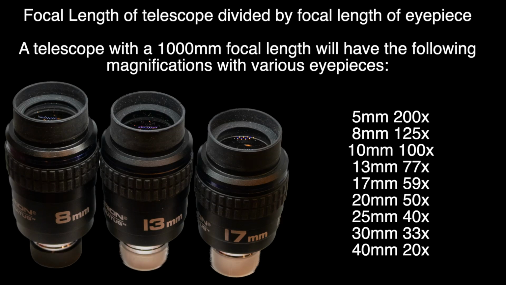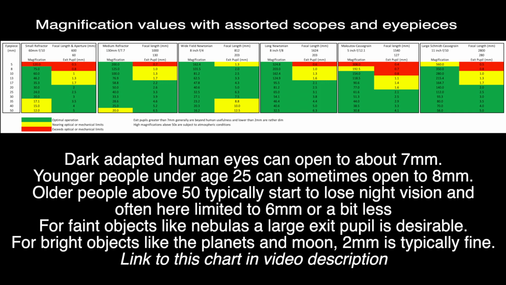So determining how much magnification you're getting with a telescope and its eyepiece, it's a simple equation: the focal length of the telescope divided by the focal length of the eyepiece. So in this case, longer focal lengths on the telescope will yield higher magnification with the same eyepiece. But in the case of the eyepiece, a shorter focal length eyepiece will deliver higher magnification. Here's a chart up here showing you some basic magnifications with various telescopes.